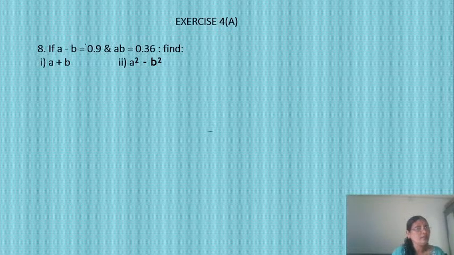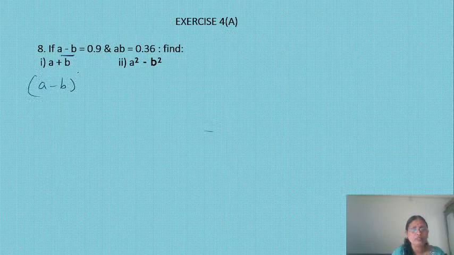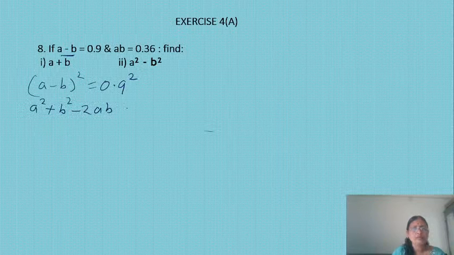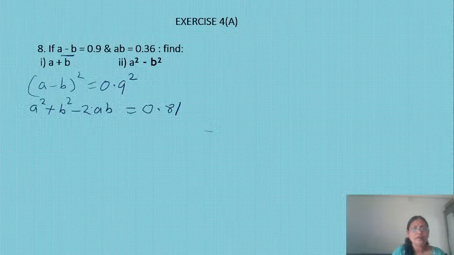a minus b. Now, as you are given a minus b is equal to 0.9, we should start with squaring this. Squaring both sides of this equation. So we start with a minus b the whole square is equal to 0.9 square. Expand this bracket. a minus b the whole square is a square plus b square minus 2ab is equal to 0.9 square, which is 0.81. The value of ab is given to us, 0.36.